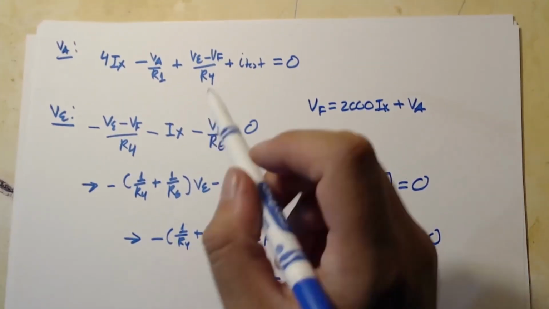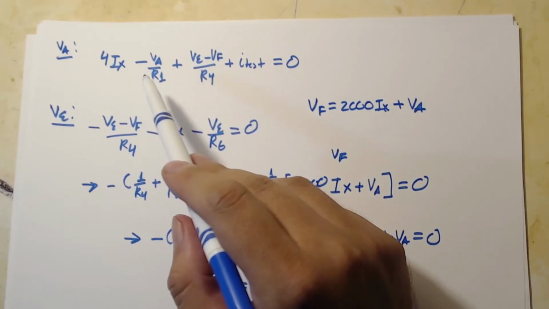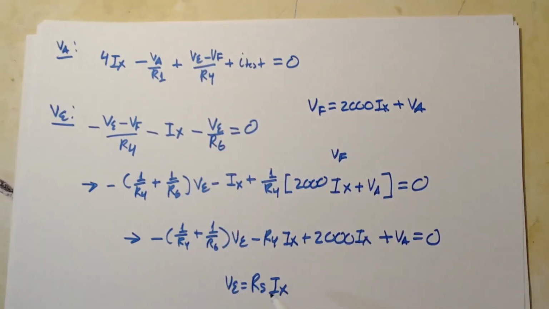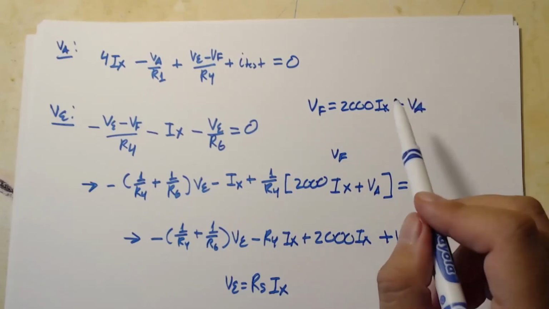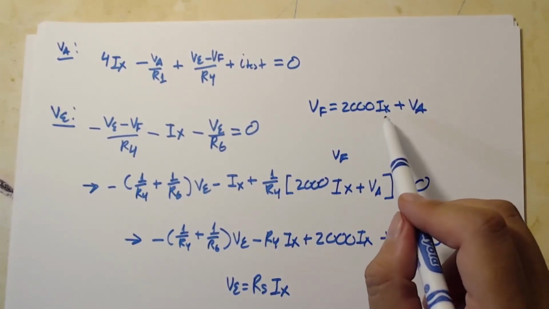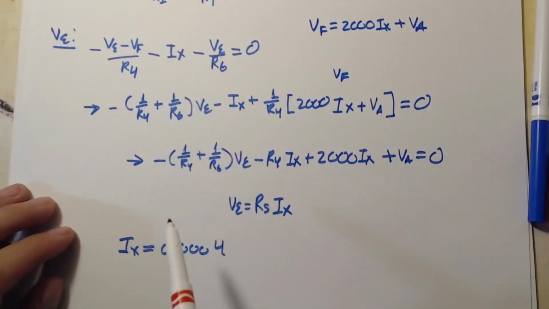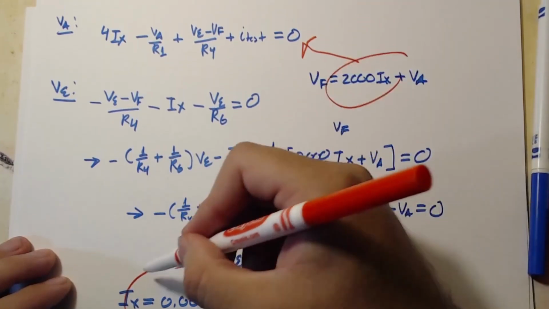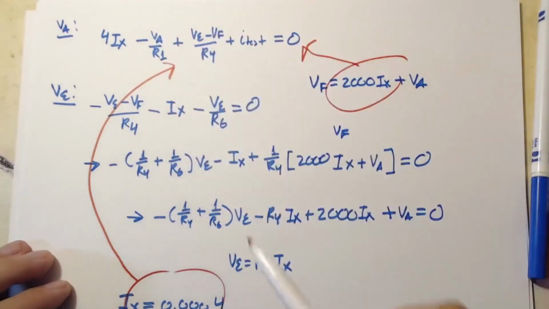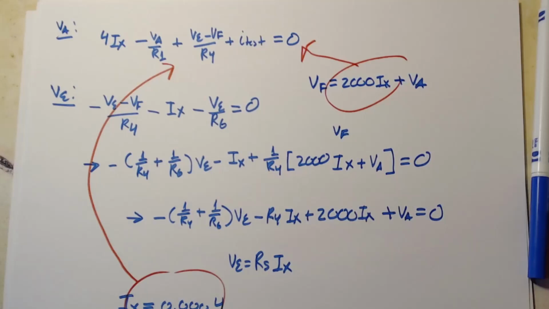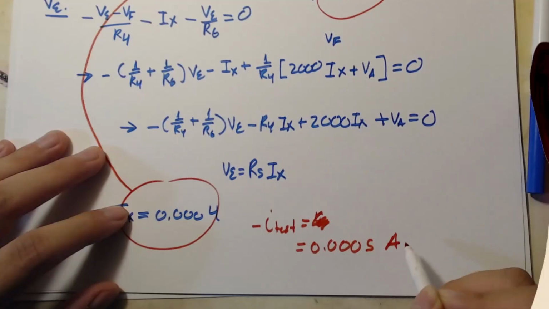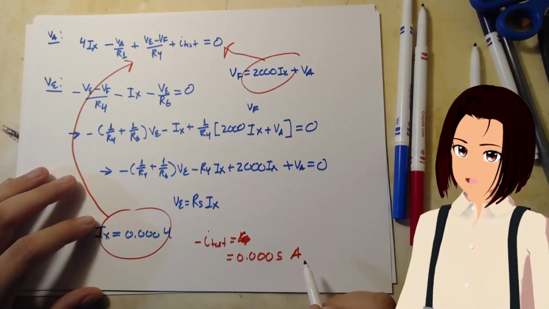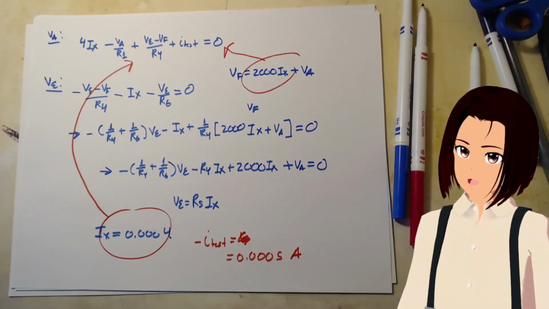And that's it, really. So if I go back to VA, we know what IX is, we know VE is just R5 times IX, and VF is just this guy right here. We know IX, we just don't know VA. If I plug them back into that equation, I will get something like this. Boom, boom, boom. Okay, so I have this, and what do I do with this?